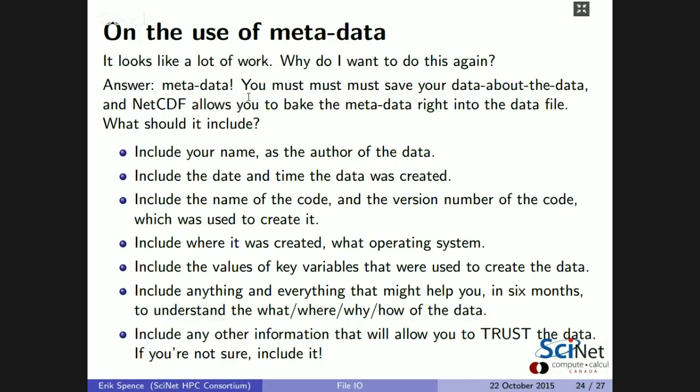This is the important one for me. Include the values of key variables that we use to create the data. If I've got some function that has 5 optional variables with default values most of the time, but sometimes I'm tweaking them, those are the things that I never remember. I'm making some fit to some data and tweaking values of my parameters that I feed into my function, and I can't remember what values I used. So I have to do it over because I don't know what it was. Put the key values of those variables into your metadata, okay? Anything that will help you understand the what, where, why, and how.